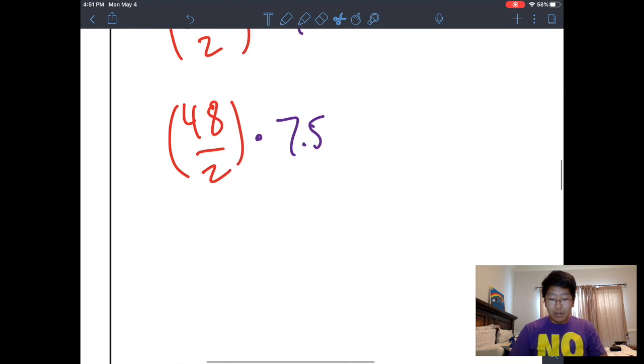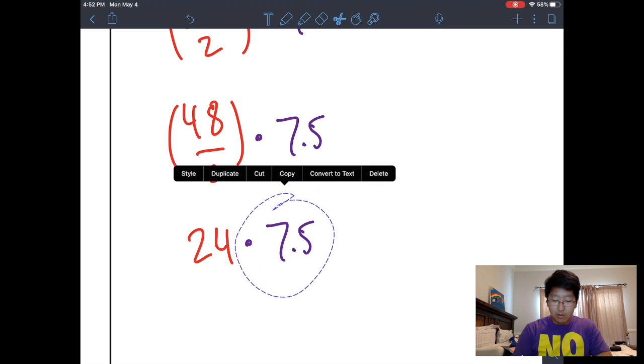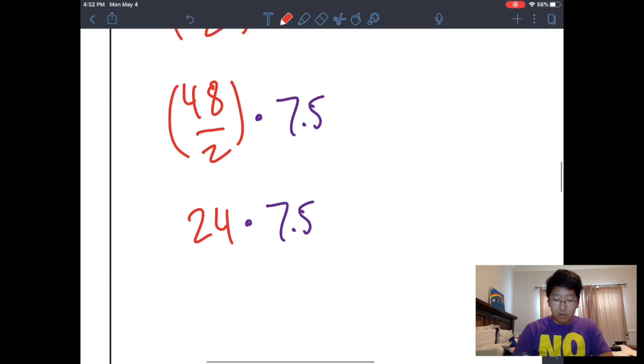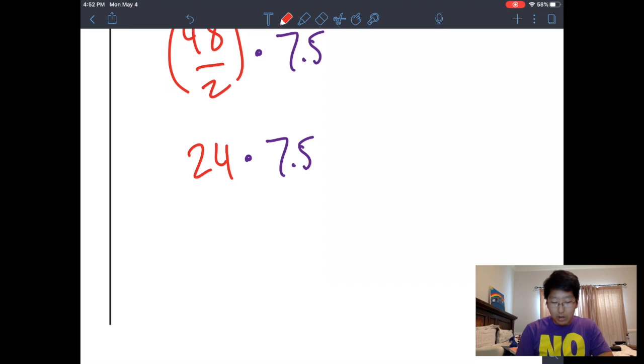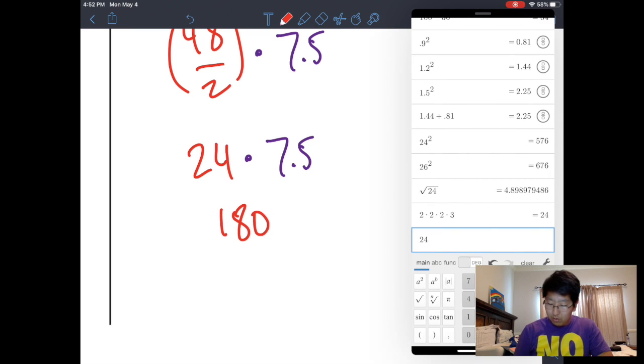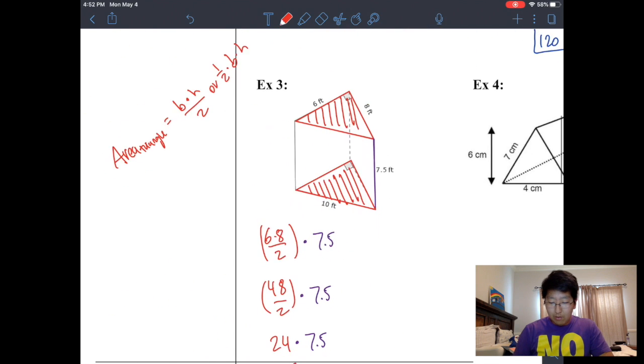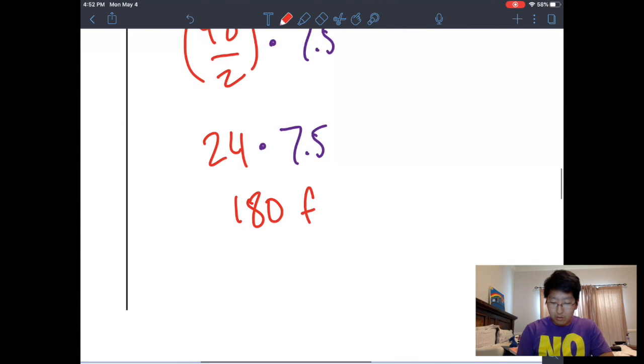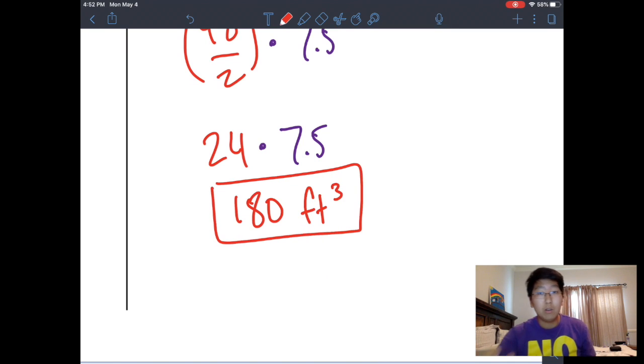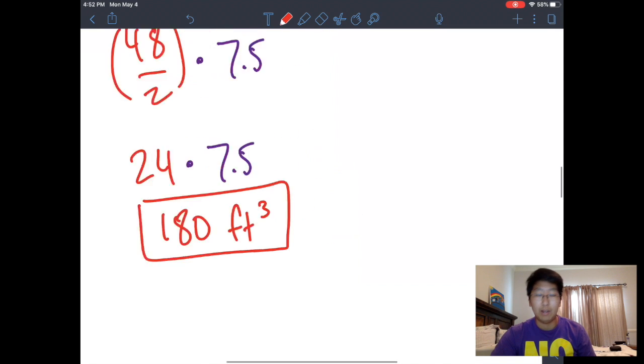And then 48 divided by 2 is 24. 24 times 7.5. And if I take 24 times 7.5, I get 180. 24 times 7.5 is 180. 180 what? Feet cubed. Okay, so here we found the area of the triangle and then multiplied it by the height.